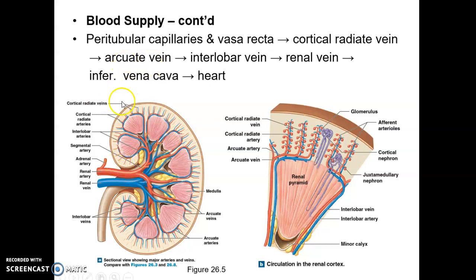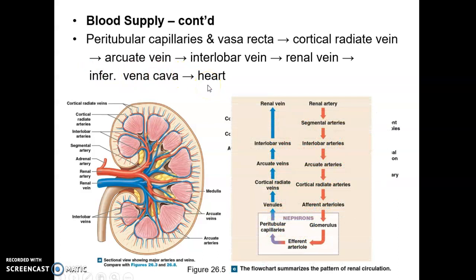And then the two renal veins merge with the inferior vena cava, and then blood flows back towards the heart. Again, what we just covered right there.